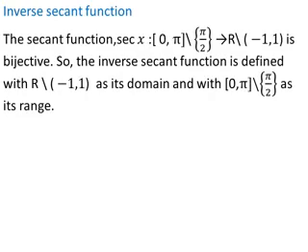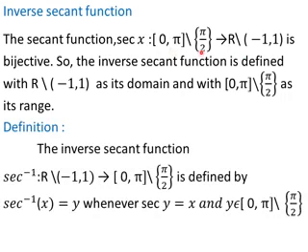Inverse secant function. Before we saw the domain of secant function. The domain of secant function is R difference (2n plus 1) into pi by 2. But here we are taking this interval, closed interval 0 to pi, difference singleton pi by 2. Why we are taking like this is, in this interval only secant function will be bijective. So secant function is defined from this interval to R difference open interval minus 1 comma 1. And the inverse secant function is defined with this as the domain and this value as the range.